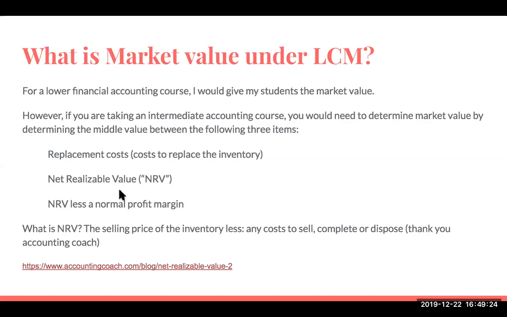What is net realizable value? It's the selling price of the inventory less any cost to sell, complete, or dispose. And thank you again to the accounting coach for giving me that definition right there. So when we're looking at net realizable value, that's what this is referring to here.